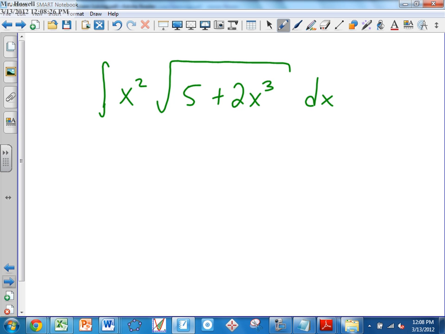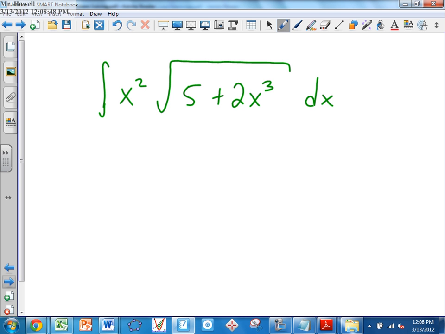Look at this problem. There's no real way that you're going to know how to do this off the top of your head because you can't integrate separately. It only works when it's a plus or a minus. If there was a plus in front of here, then you could maybe do it, and you could think of this as a 1/2 power and do all that kind of stuff. Today we're going to do something called substitution.